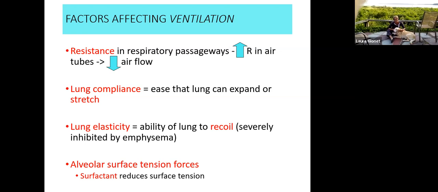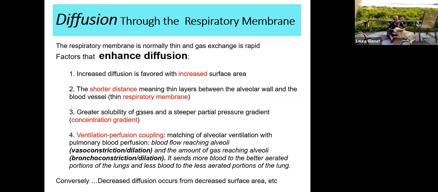Okay, and then alveolar surface tension forces. Well, this is the presence or lack thereof of surfactant. You need to have surfactant in those alveoli to keep them from collapsing and compressing. Okay, then we have diffusion through the respiratory membrane. The respiratory membrane is normally thin and gas exchange is rapid. These factors enhance diffusion. So we're going to look at things that help diffusion and expedite it. And of course, the reverse would inhibit diffusion, and cause carbon dioxide to back up, and blood to not be fully oxygenated.